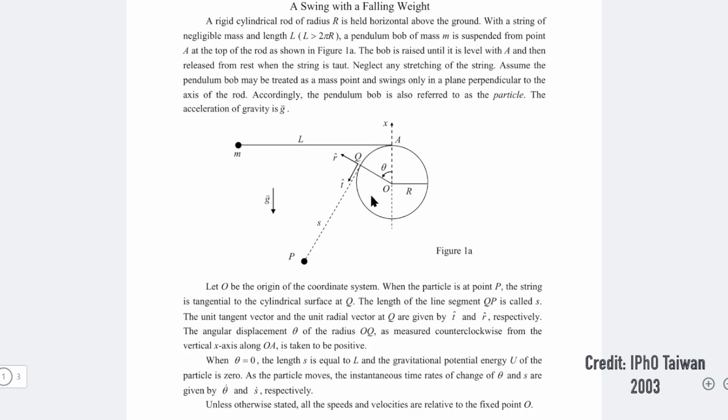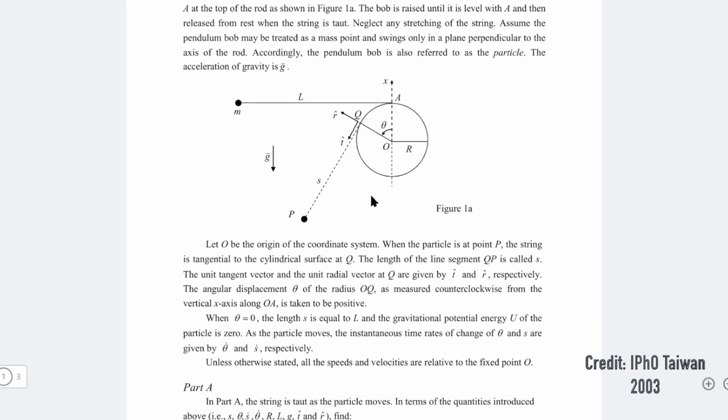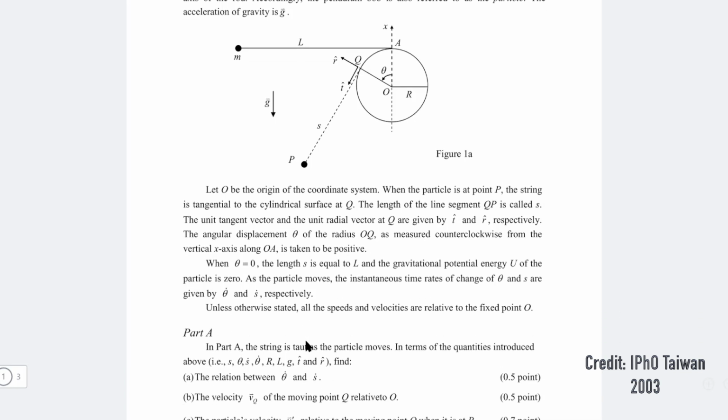If we have a coordinate system, we'll probably be thinking about relative velocities, but more on that later. When the particle is at point P, the string is tangential to the cylindrical surface at Q. Okay, that's fine. And we're defined quite a lot of directions. We're given the unit tangent vector is t hat and the radial one is going to be r hat. The angular displacement, theta of the radius, okay, that's given. Once again, absolutely loads of information.